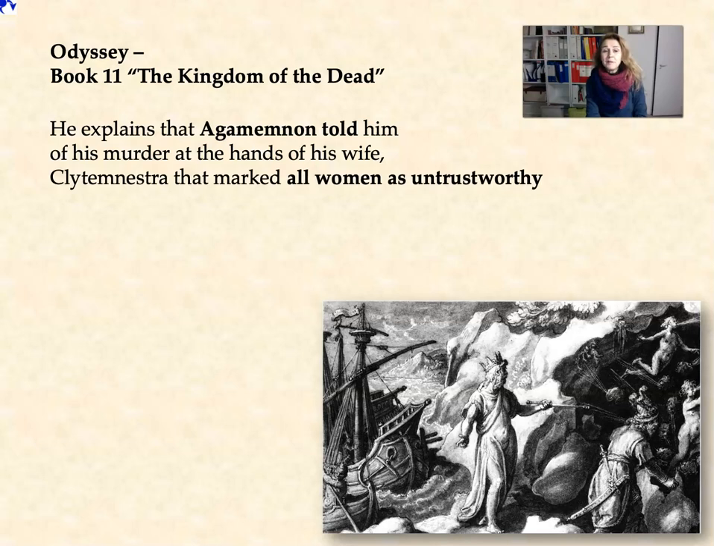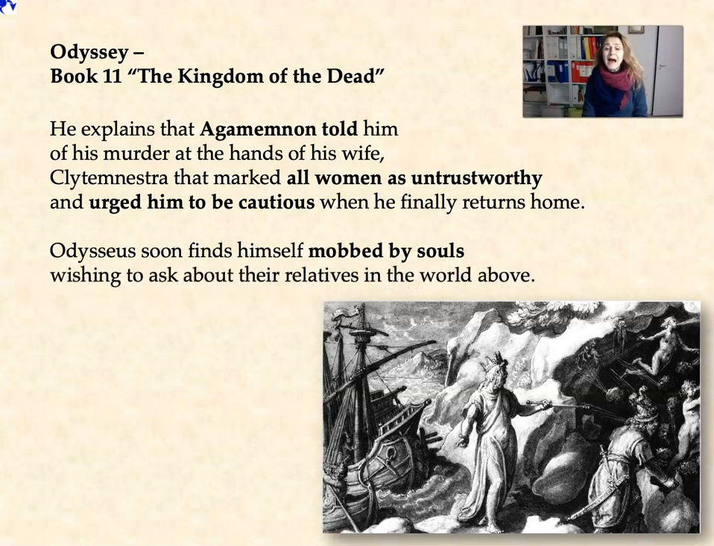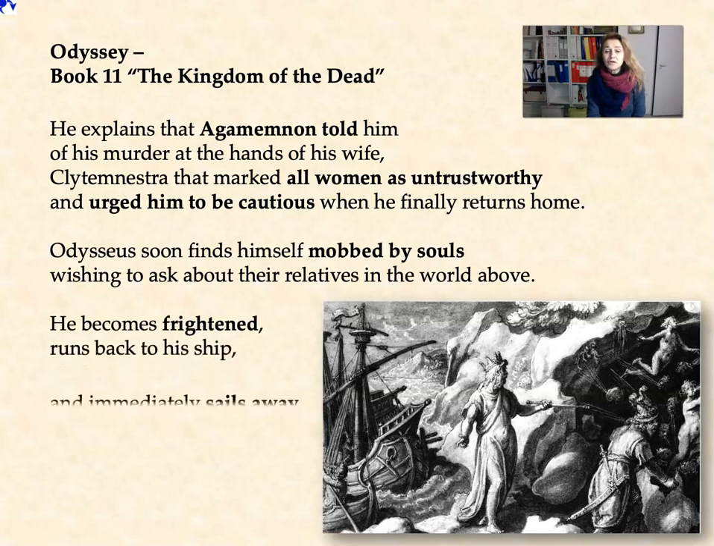Clytemnestra, whose betrayal marked all women to be untrustworthy, and so Agamemnon urged him to be cautious when he finally returns home to his wife. Odysseus soon finds himself mobbed by all the souls that were wishing to ask about their relatives in the world above. So he became frightened and ran back to his ship and immediately sailed away.